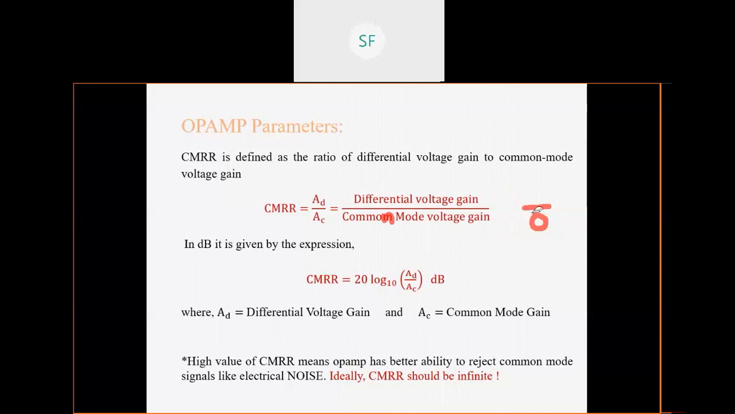Anyone can reply? Suppose there are two op amps and I have told you that the CMRR of the first op amp is 20 decibel, and the second op amp has a CMRR of 30 dB. Then which op amp will you choose?